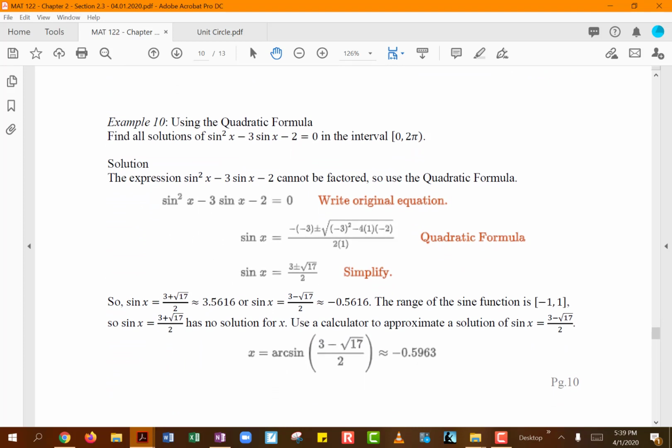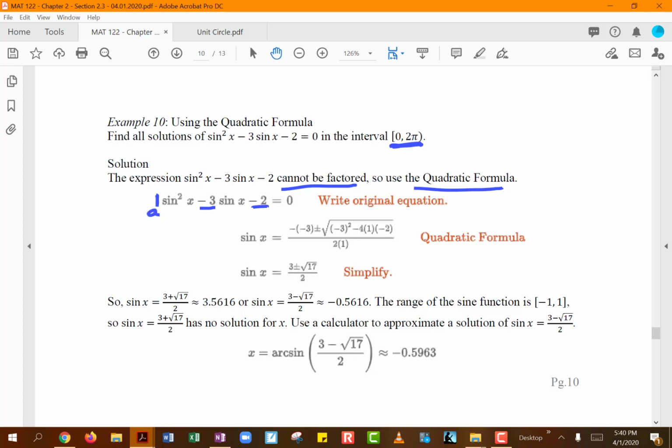Alright, so this example here is talking about how you can actually use the quadratic formula itself, because in this case factoring does not work. So you've got sine squared of x minus 3 times sine of x minus 2 equals 0, and of course they're asking us to find solutions specific to the interval 0 to 2 pi. So they're telling us since this expression cannot be factored, we're going to use the quadratic formula. So remember, for sine squared of x, your coefficient is 1. For the sine x, which is your middle term, your coefficient is negative 3. And then your constant term is negative 2.